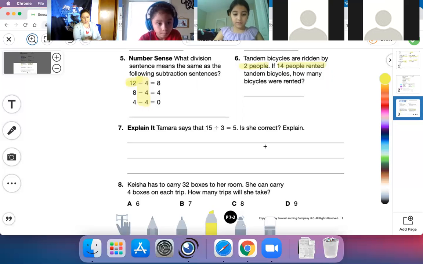Number 8. Keisha has to carry 32 boxes to her room. She can carry 4 boxes on each trip. How many trips will she take? So if she has 4 boxes, puts them down, goes back. 4 more, puts them down, goes back. 4 more, puts them down, comes back. How many trips back and forth is she going to have to take?